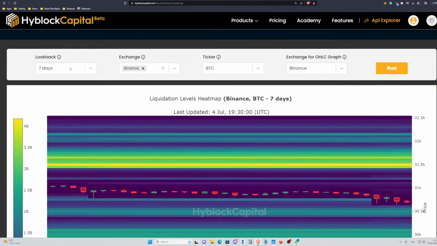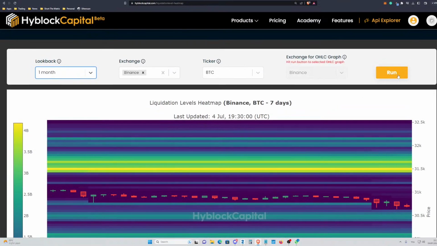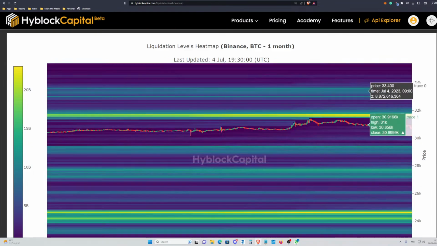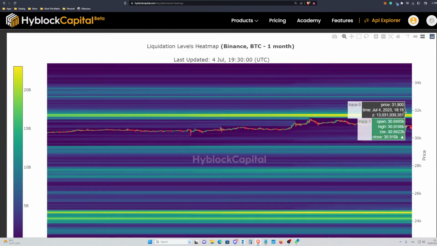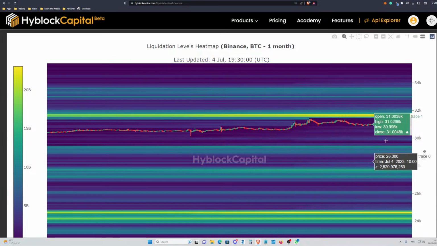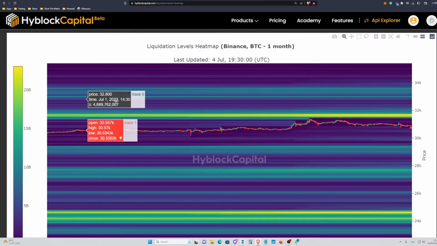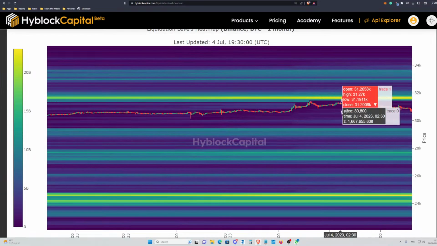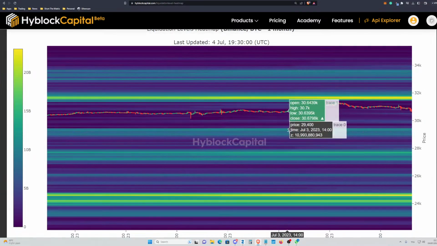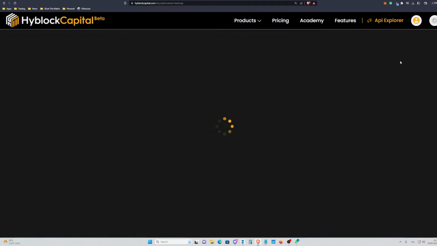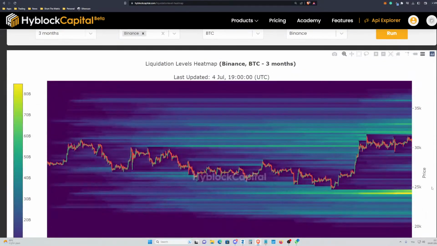Okay, so now we go one time frame higher to the 1 month chart, and we can see almost the same thing. We can see a lot of liquidity in these zones. Let's go from 31,500 all the way to 31,700. There are a lot of liquidations for them to take, meaning they are just setting the scene for them to go higher. Let's go for the 3 month time frame. Let's see what they have in store for us.